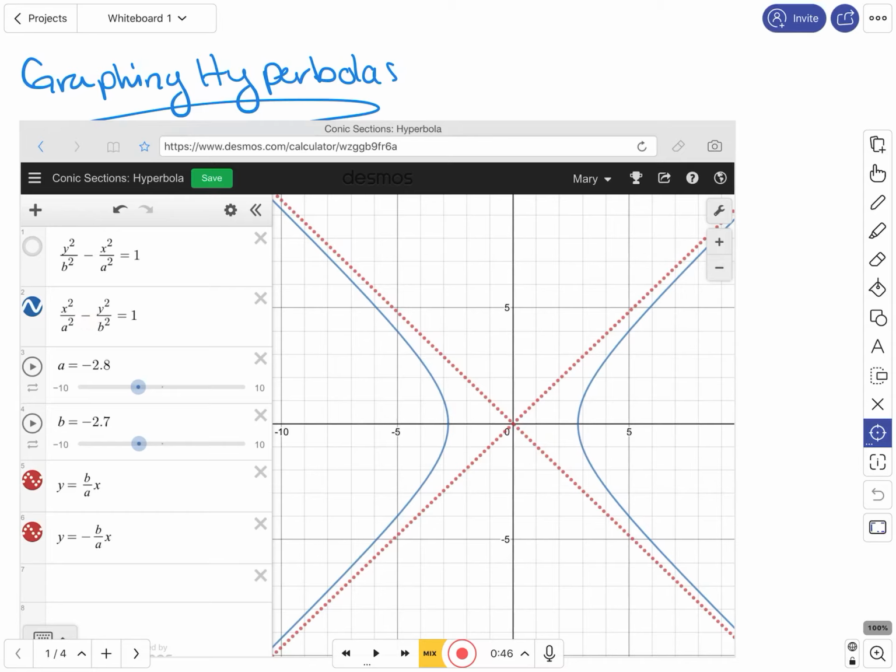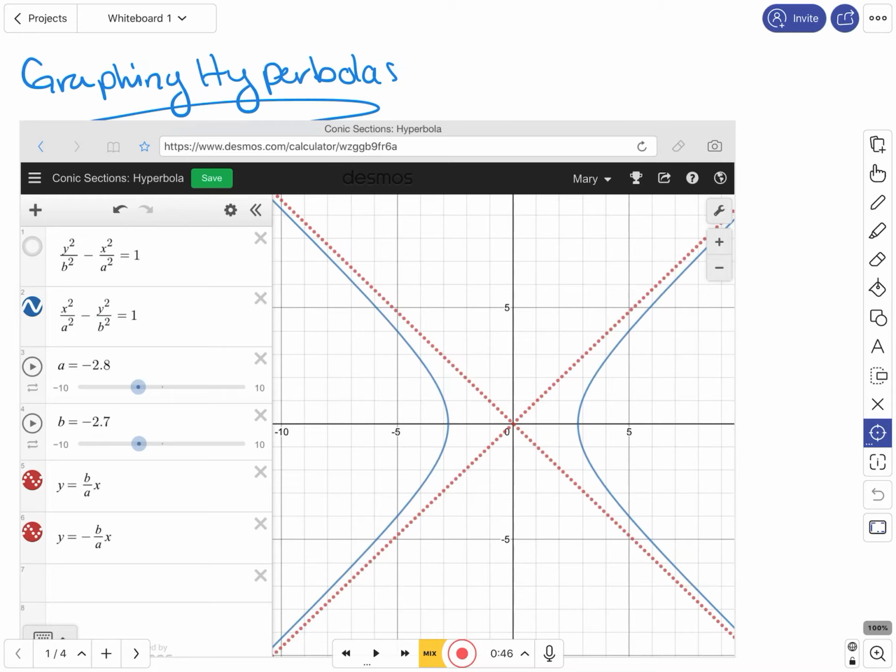I want you to notice in this one, a and b are really close to each other. So a is negative 2.8 and b is negative 2.7. And the x squared is first and the y squared is negative.